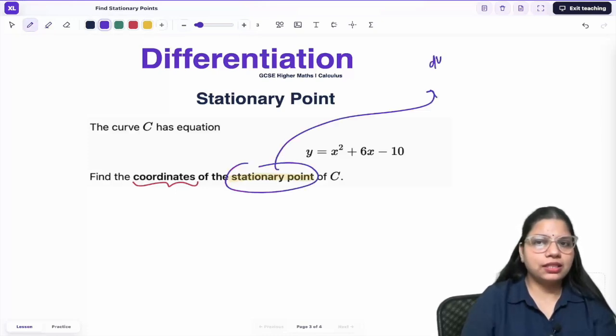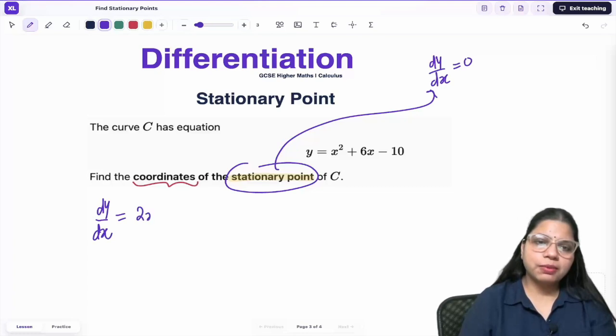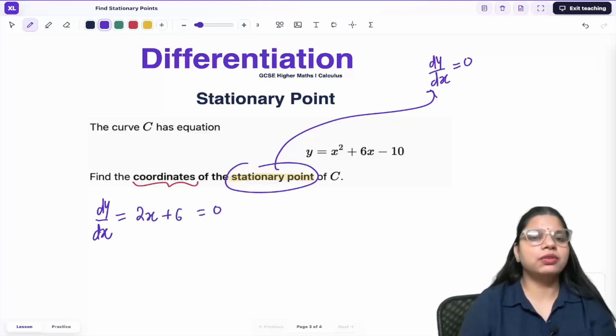dy by dx equals 0. The gradient is 0. Let's differentiate that. This gives us 2x plus 6, again equal to 0. So the x value is minus 3.